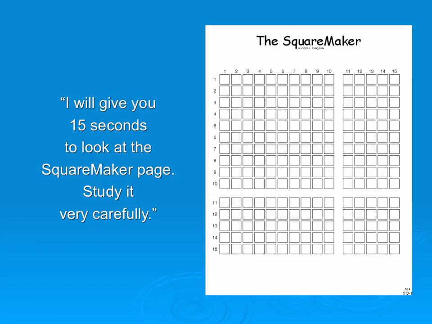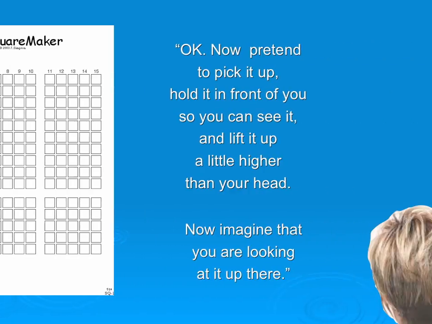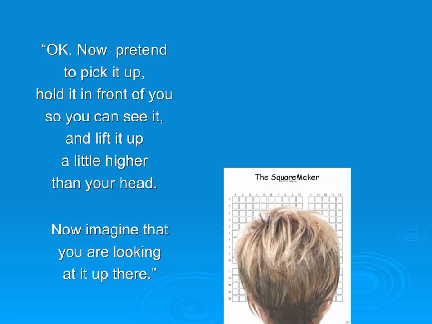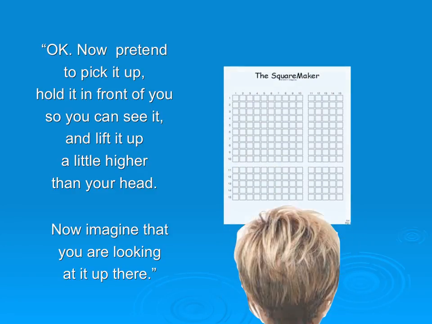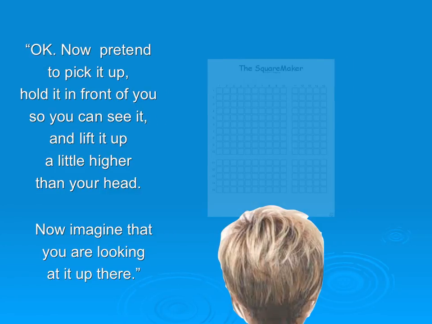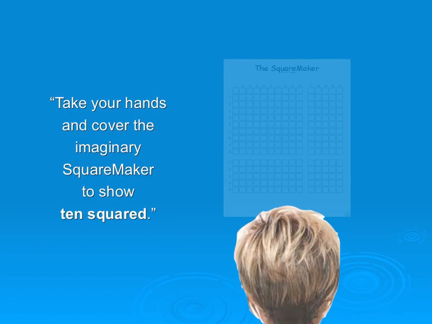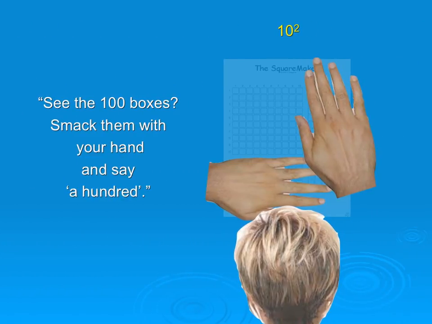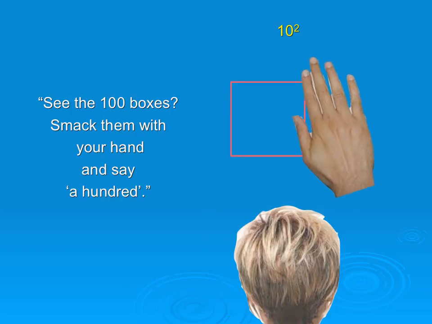Class, I will give you 15 seconds to look at the Square Maker page. Study it very carefully. Okay, now pretend to pick it up, hold it in front of you so you can see it, and lift it up a little higher than your head. Now, imagine that you're looking at it up there. Take your hands and cover the imaginary square maker to show 10 squared. See the 100 boxes? Smack them with your hand and say 100.